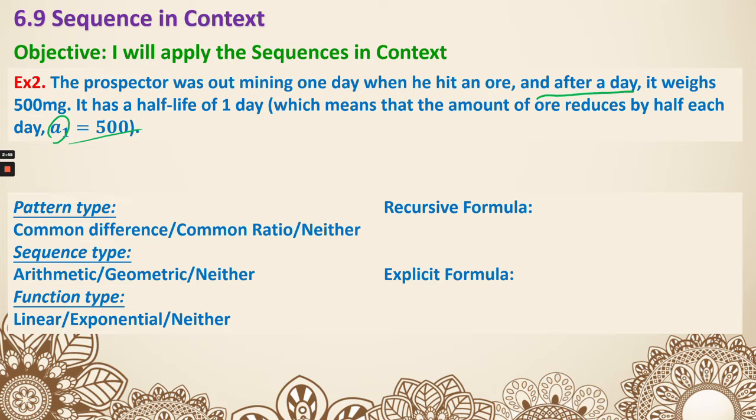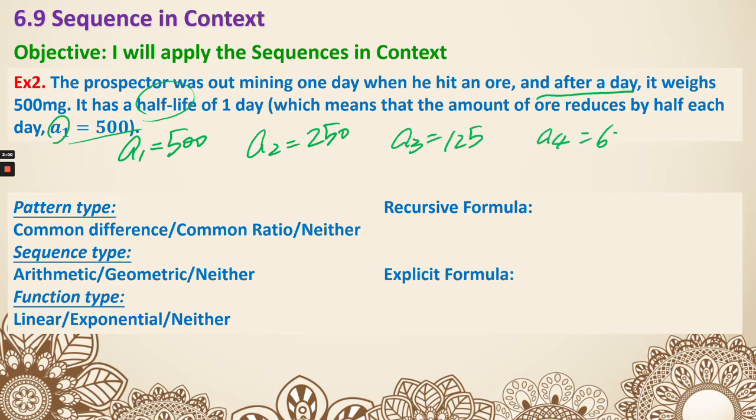Let's form the sequence. A sub 1 is 500, which is given. Then it's going to go half, which is called half-life. A sub 2 is going to be 250, because that's basically day 2. And then we keep going, a sub 3 is 125, and a sub 4 is 62.5. Then keep on going. Pattern type, of course, since we're dividing by 2 or multiplying by 1/2, that is our r, so it's common ratio, geometric, and exponential function.